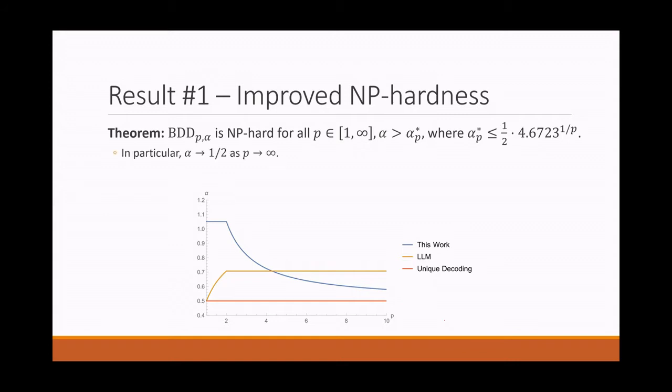In particular, we show hardness of BDD approaching the unique decoding radius, which corresponds to alpha equals a half, for large p, as p tends to infinity. The unique decoding radius is a natural barrier for showing hardness using all known techniques. So this is the best we could hope for using what we know how to do today. Moreover, our work improves on the work of Liu, Lyubashevsky, and Micciancio for all sufficiently large p, namely all p larger than about 4.28.